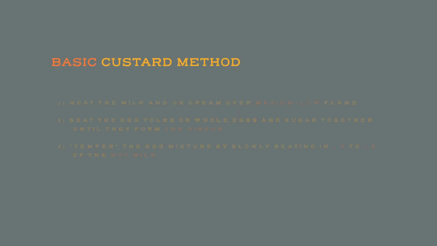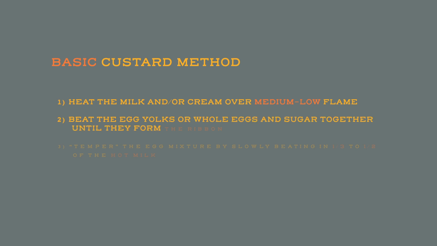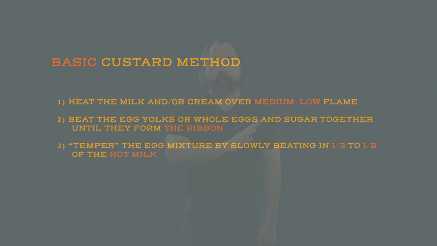Custard is assembled fairly quickly, so always measure out your ingredients before you begin. 1. Heat the milk and/or cream over medium-low flame. 2. Beat the egg yolks or whole eggs and sugar together until they form the ribbon. 3. Temper the egg mixture by slowly beating in 1/3 to 1/2 of the hot milk. After this point, the cooking process differs depending on what kind of custard you're making. We'll talk more about that later. Let's look more closely at the initial steps.